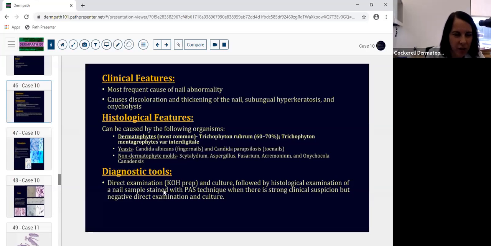Diagnostic tools we can use are the KOH prep, culture, followed by the histologic exam. Obviously with histology and PAS, you'll get a faster turnaround on the nail sample, and we can use the PAS technique, which is what we saw in the prior slide. If your culture or your direct exam is negative, then we can do the PAS. Typically the culture will take a while to grow out, so a lot of derms are switching to just doing some nail clippings and sending it for PAS.